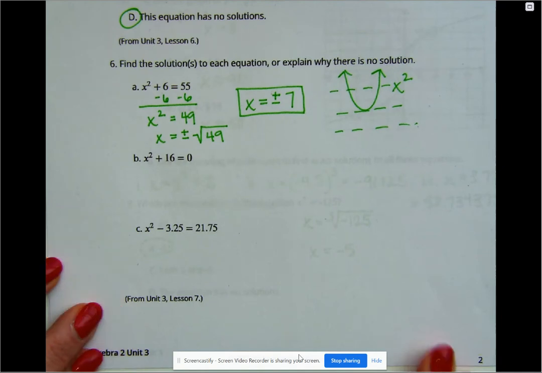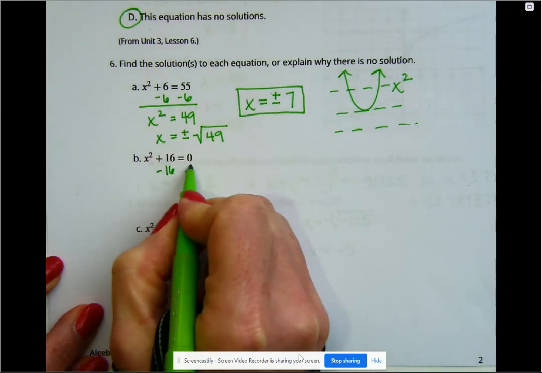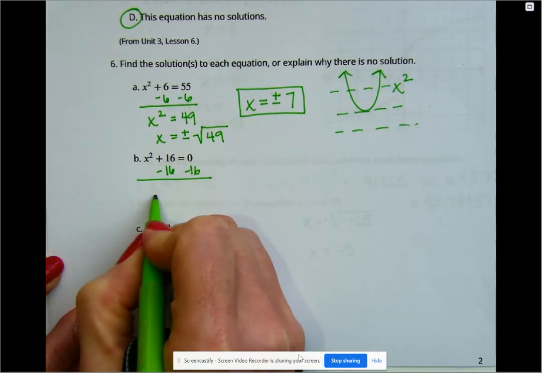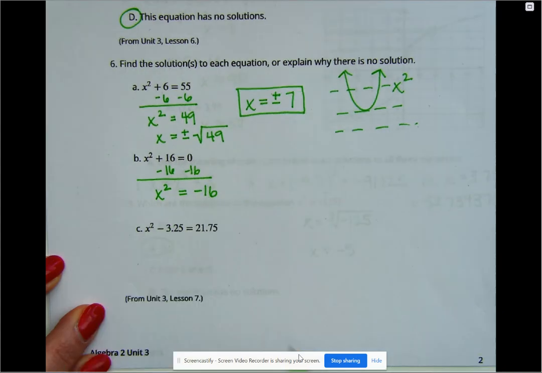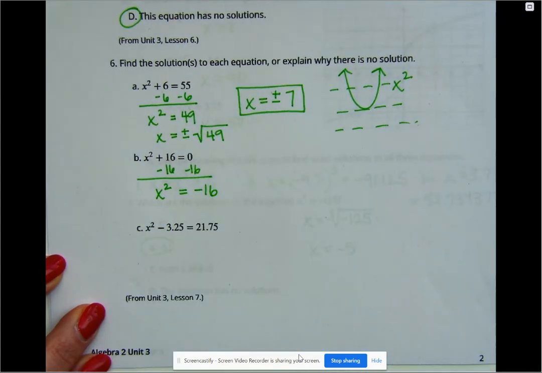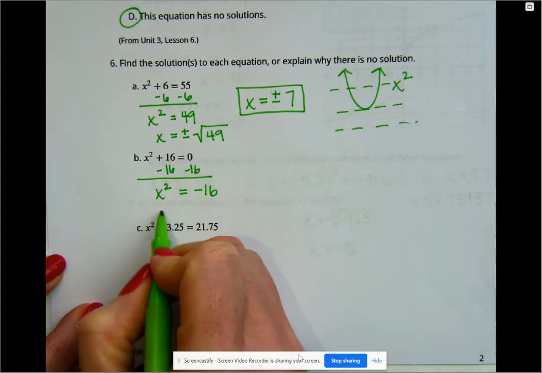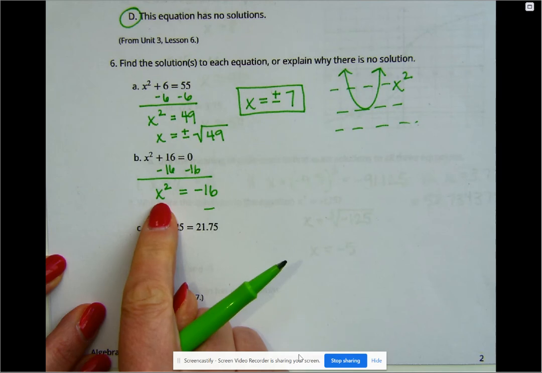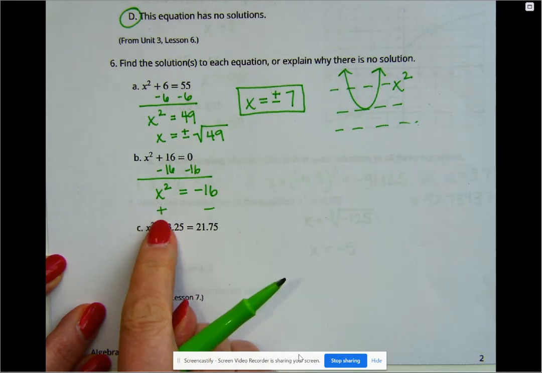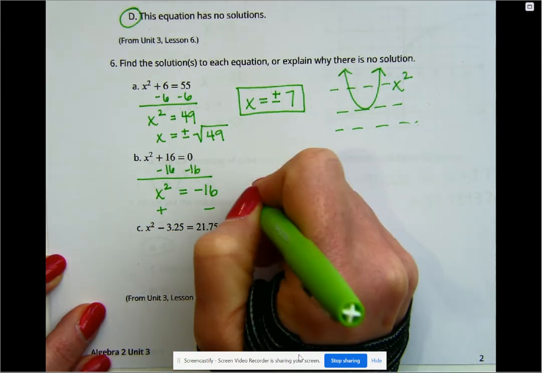All right, on the next one, I'm going to subtract the 16 from both sides to isolate the x squared. And I'm at a point now where I would also say no solution because x squared is going to end up being positive and this is already negative. So whether we have a positive or a negative value for x, once you square it, it will be positive. So it can't be equal to a negative number. So no solution here.